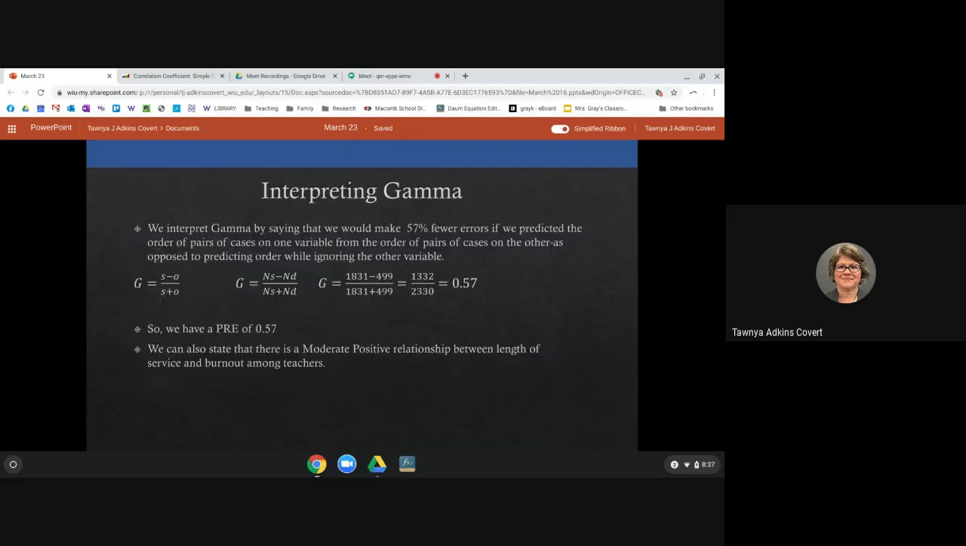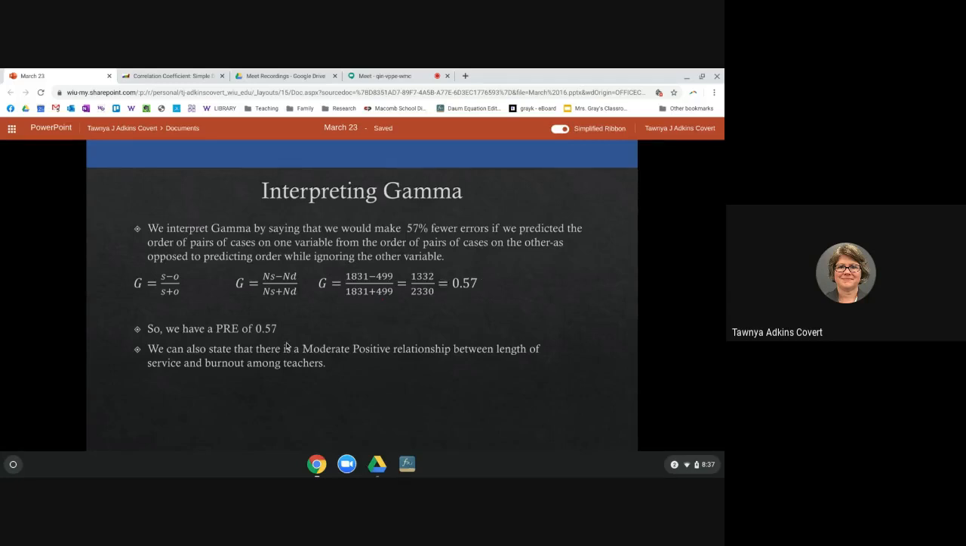So now we are going to take the formula on the left here. This is the one that the textbook shows you. This is the one that I think makes it a little bit easier. So instead of S and D, I have N sub S and N sub D. And this is the formula that I am accustomed to using. So we have 1831, that's our concordant pairs, minus 499, which is our sum of our discordant pairs. And then on the bottom, we have those added together. So 1831 plus 499. And we end up with 0.57.